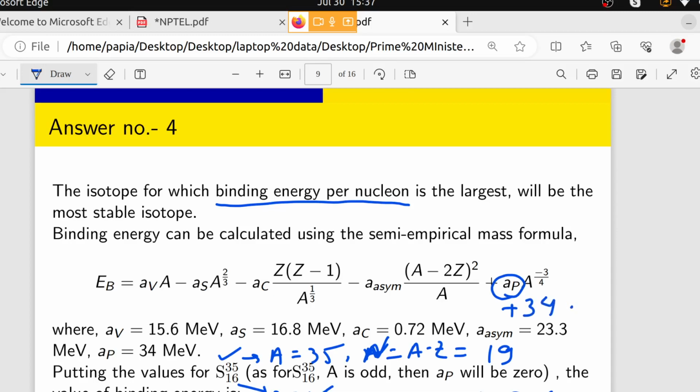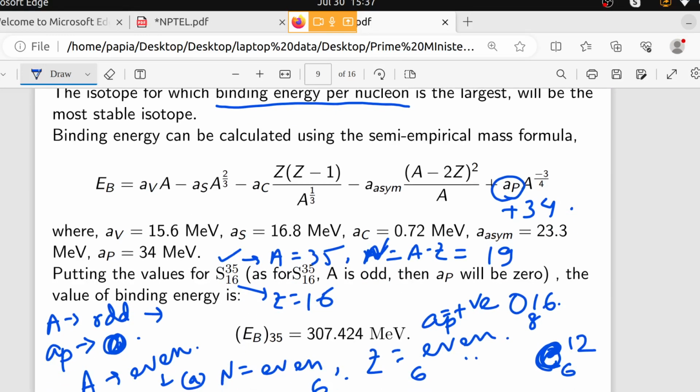And the other option is B. B is nothing but N is odd and Z is odd. That can also give A as even, right? Because, let's say this is 7, this is 7. So these two are odd, nothing but nitrogen, 7, 14. But you can see that the 14, that is the A value, is an even value. So for that, what will be the AP value? The value will be minus 34 MeV.